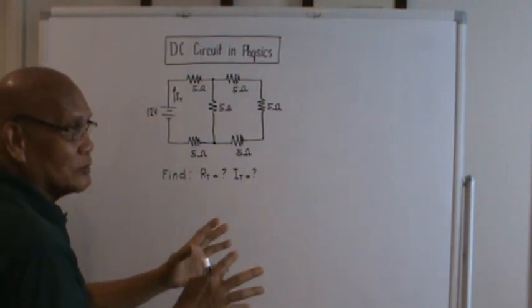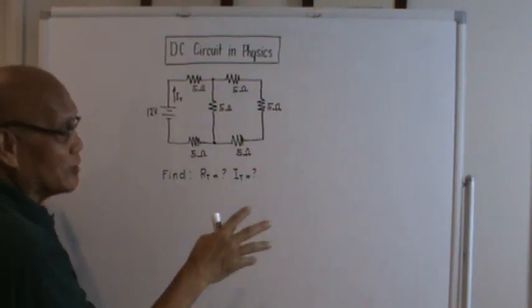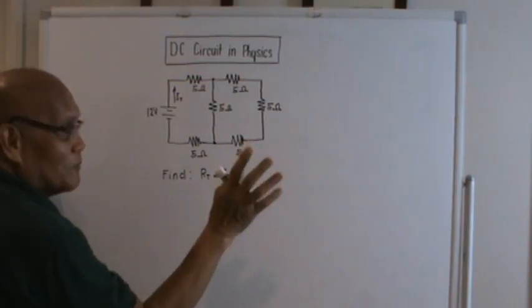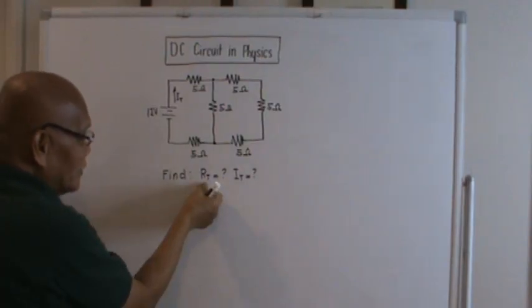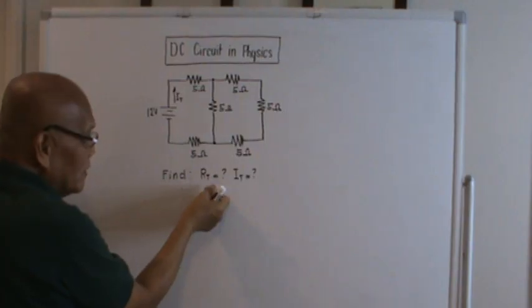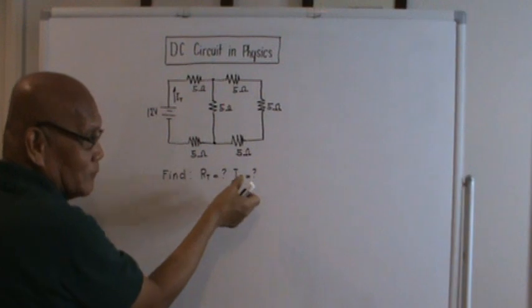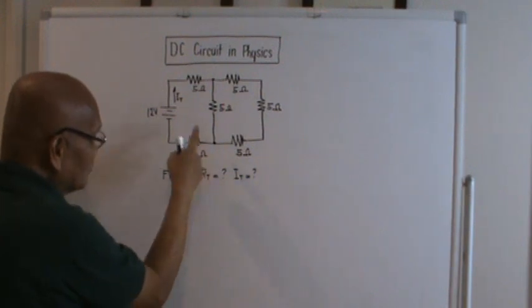And just to give emphasis on the concept of the study of DC circuit in physics, the problem is just asking for what will be capital letter R with the subscript T, meaning total resistance. This subscript T here refers to total resistance. And what will be capital letter I with the subscript T? Again, the subscript T refers to the total current.